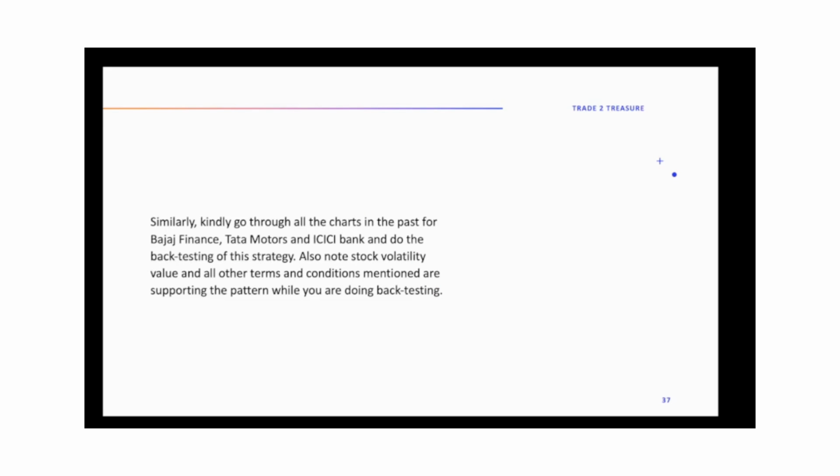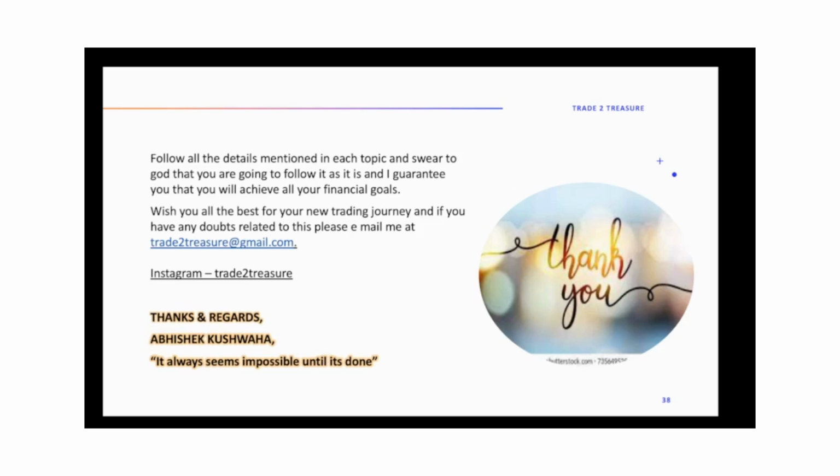Similarly, kindly go through all the charts in the past for Bajaj Finance, Tata Motors, and ICICI Bank and do the back testing of this strategy. Also, note that stock volatility value and all other terms and conditions mentioned are supporting the pattern while you are doing back testing. Follow all the details mentioned in each topic and swear to God that you are going to follow it as it is. And I guarantee you that you will achieve all your financial goals.